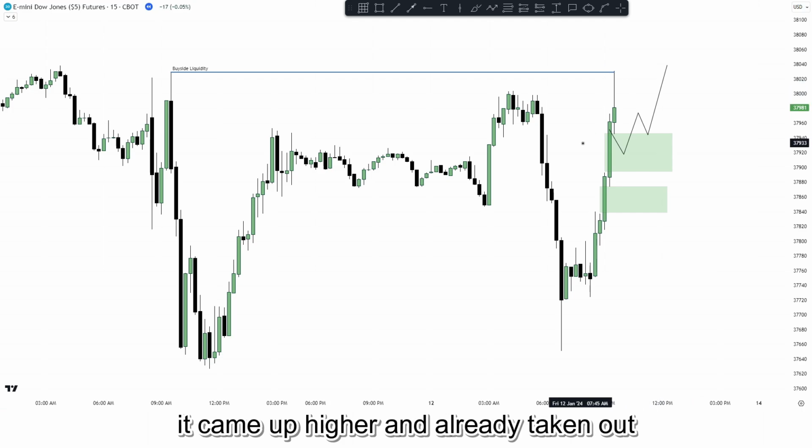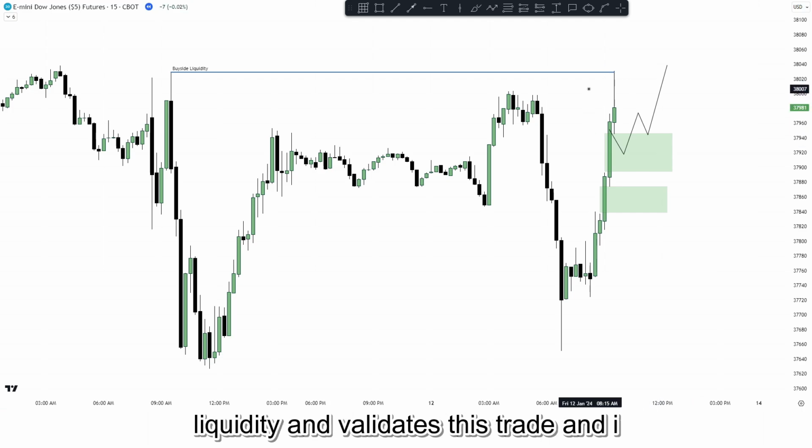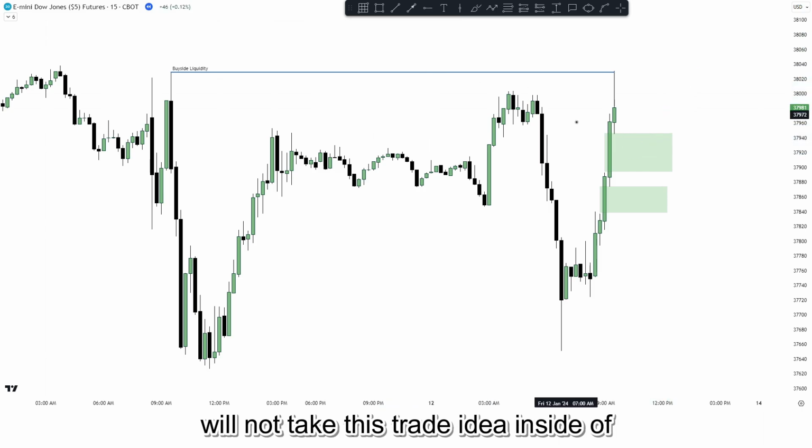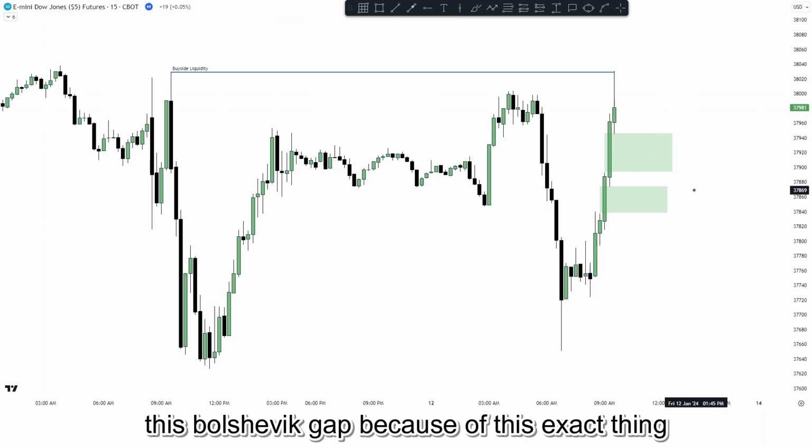The fact that it came up higher and already took out liquidity invalidates this trade, and I will not take this trade idea inside of this bullish fair value gap because of this exact thing.